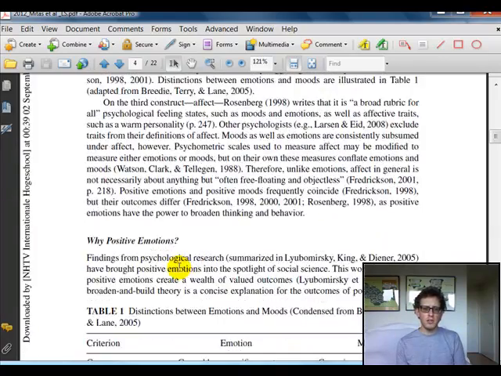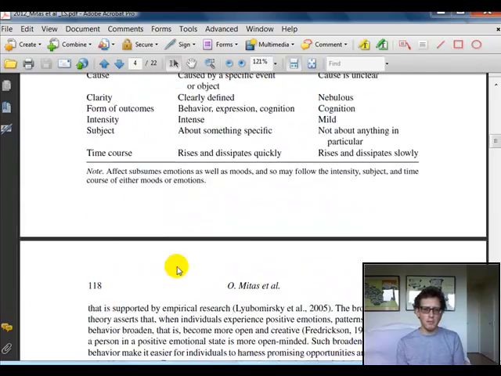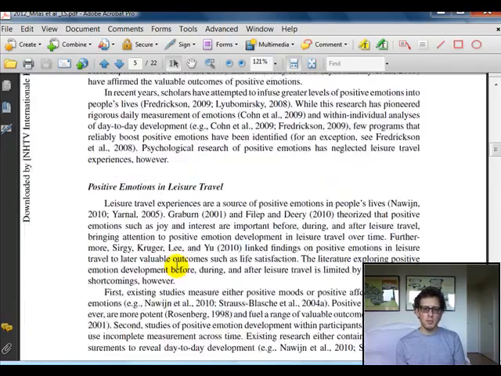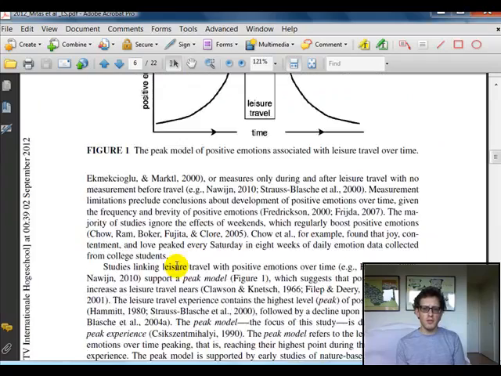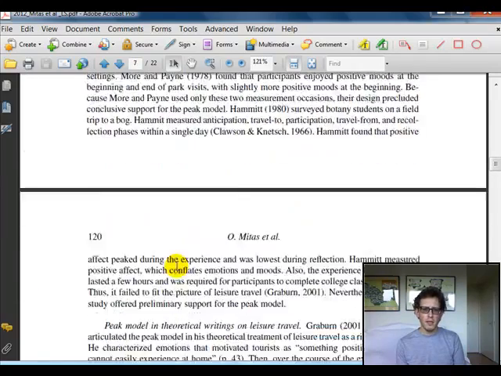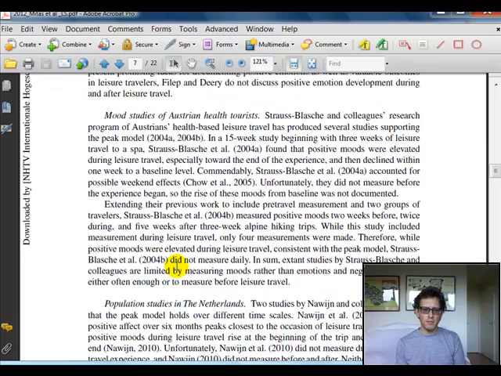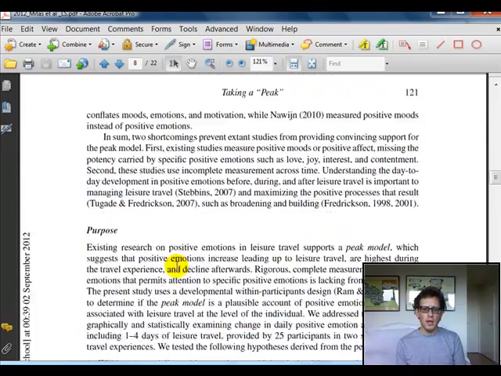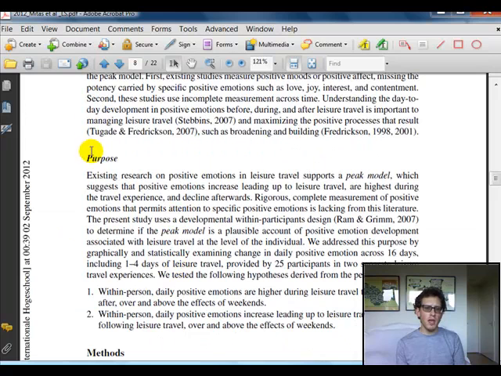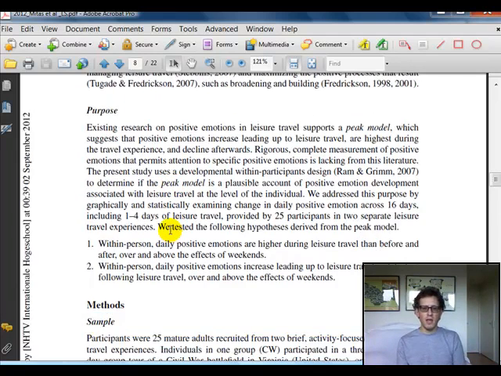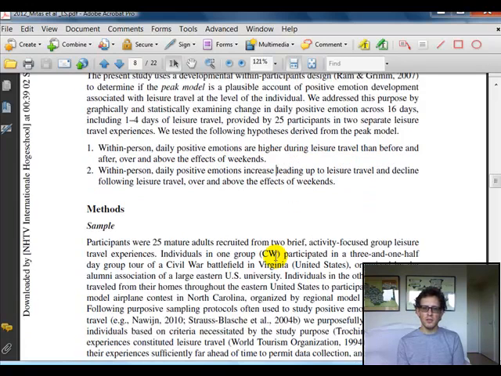So first definitions, then quite general positive emotions, more specific positive emotions in leisure travel, organized in some subsections, and then, like I promised, the literature review ends with a statement of purpose. That's where I'm getting real specific and telling you this is exactly what the paper is about. And finally, the most specific place in the paper, a statement of 2 hypotheses, 1 and 2.